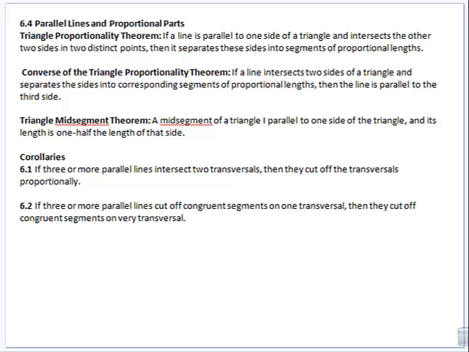Okay, so we are just going to see some different ways these diagrams can be set up, but we will still be finding proportional parts to each other and creating equations. So we have a couple of theorems to talk about, and these theorems are going to tell us what other type of proportions we can create. So the triangle proportionality theorem.